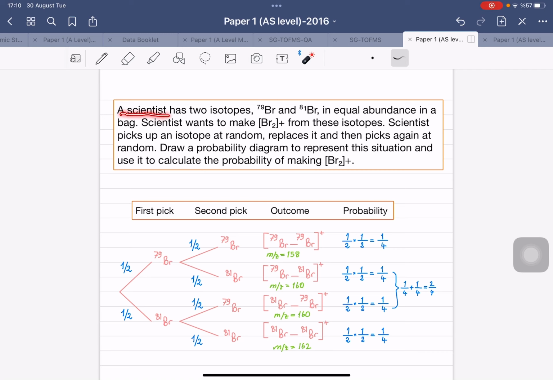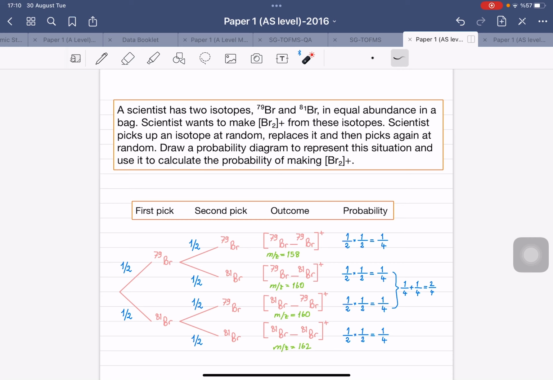A scientist has two isotopes, bromine 79 and bromine 81, in equal abundance in a bag. The scientist wants to make a Br2 1+ ion from these isotopes. The scientist picks up an isotope at random, replaces it, and then picks again at random. Draw a probability diagram to represent this situation and use it to calculate the probability of making the Br2 1+ ion.